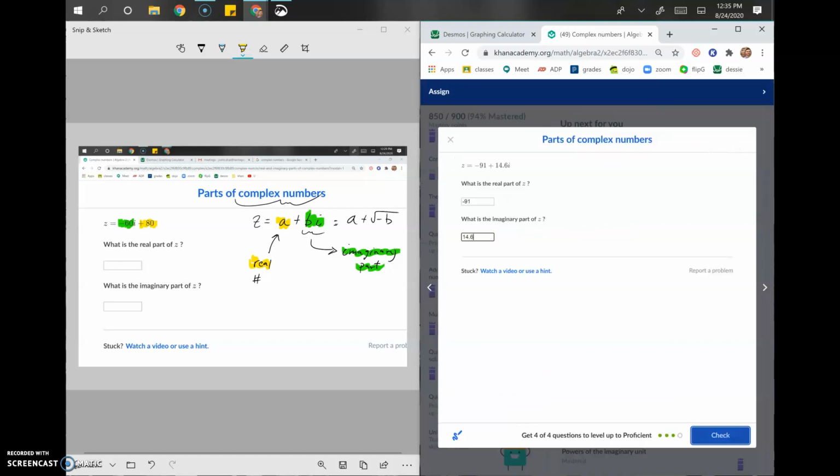And those are parts of complex numbers. Good luck.